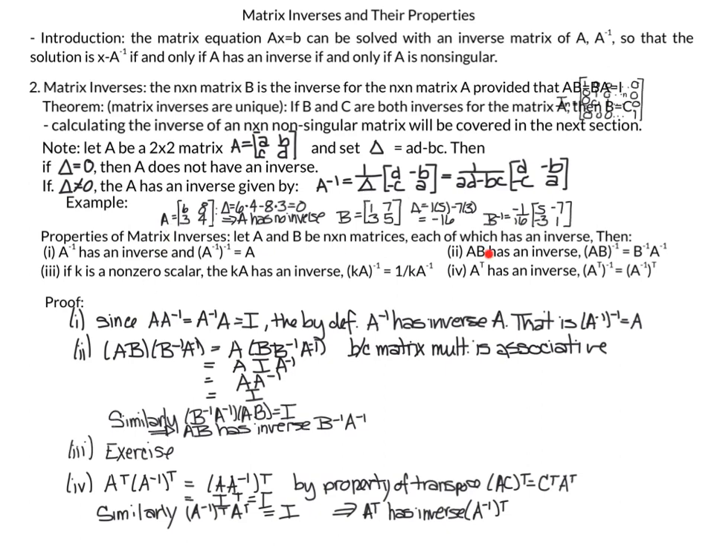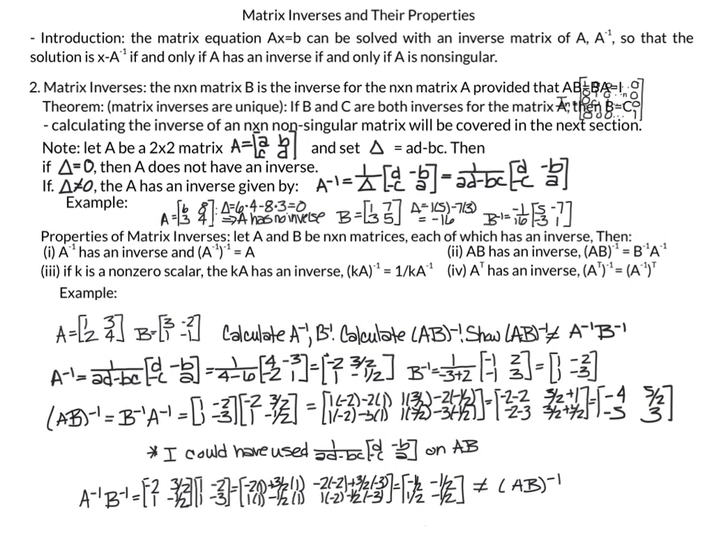These properties are really useful for other proofs, so make sure that these are things that you can call up pretty easily on your own without having to reference notes all the time. So here we have an example using these properties of matrix inverses. So let's say A is equal to [1, 3; 2, 4], and B is equal to [3, -2; 1, -1]. We want to calculate A inverse and B inverse, and then calculate (AB) inverse. And then we also want to show that (AB) inverse is not equal to A inverse times B inverse.